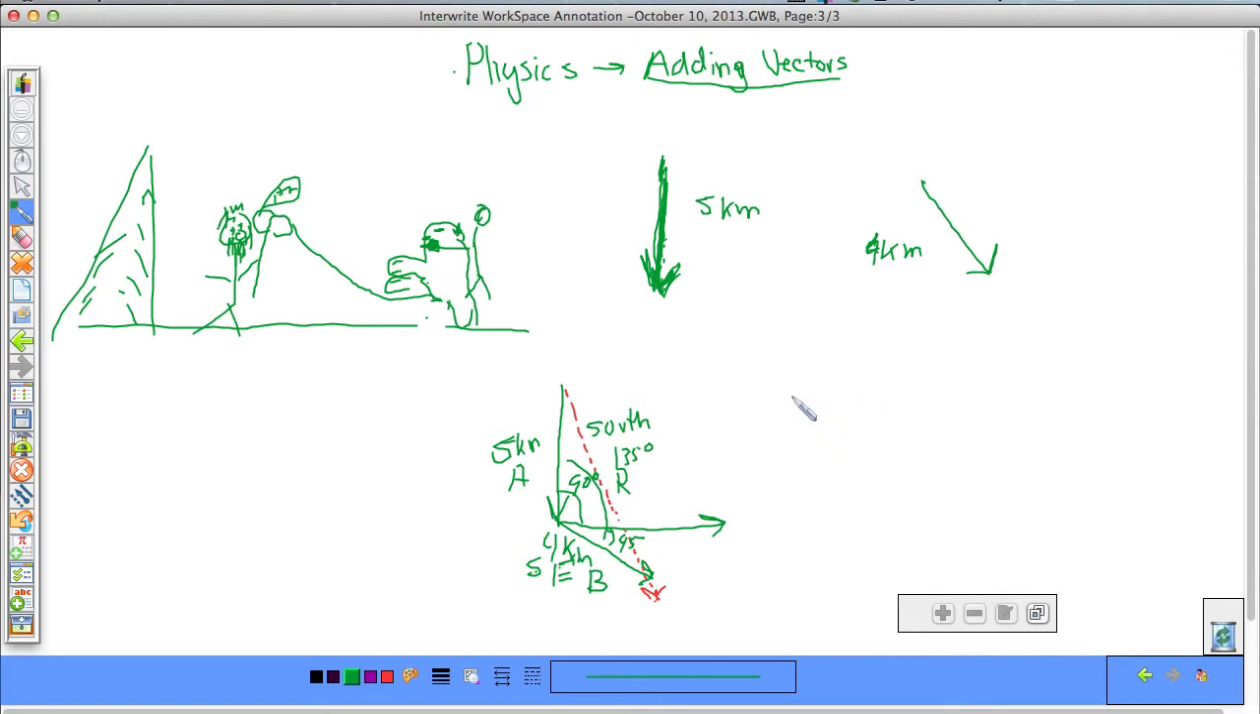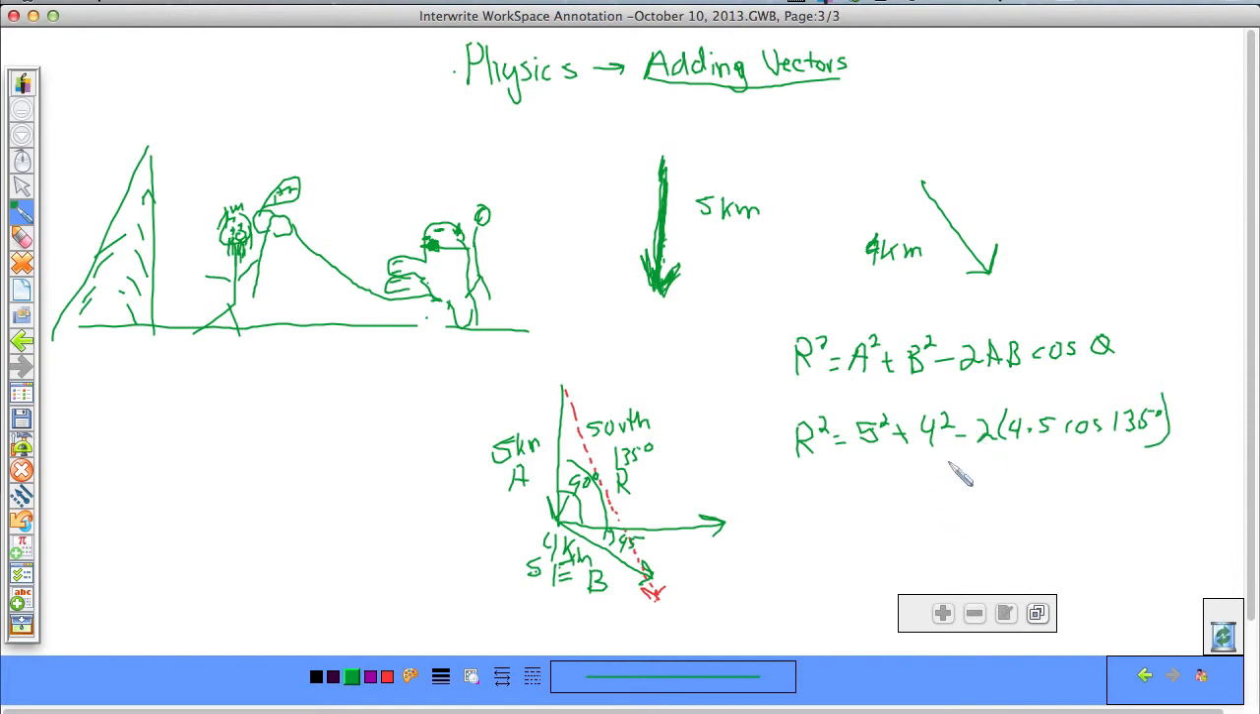So let's go ahead and plug in our numbers that we know so far. So we know that the law of cosines is going to be r squared equals a squared plus b squared minus 2ab times the cosine of the angle between them. And so let's go ahead and do this. So we got r squared, and we want to figure out our resultant. We know that a is 5, b is 4. So 5 squared plus 4 squared minus 2 times 4 times 5 times the cosine of 135 degrees.